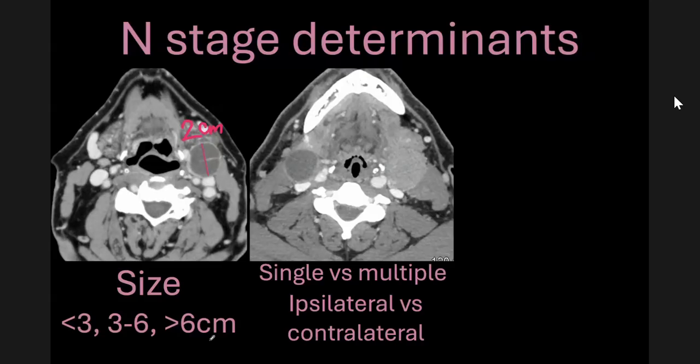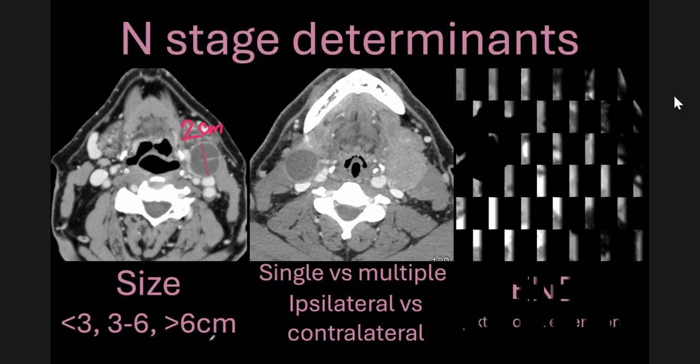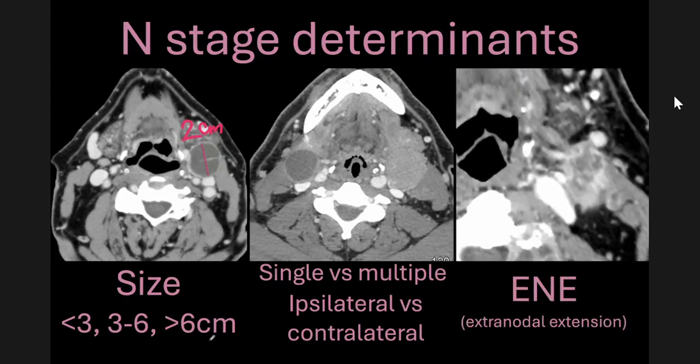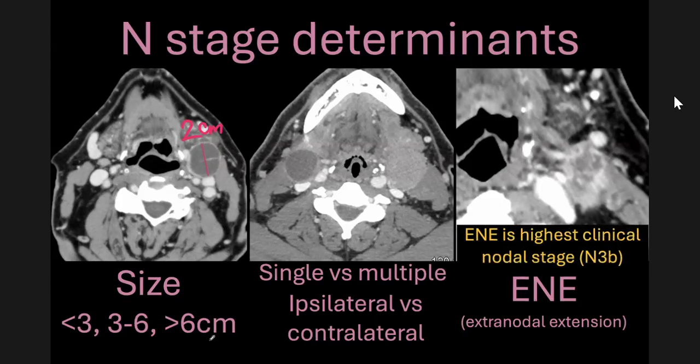And then, of course, you definitely have to look for extranodal extension. Extranodal extension is very, very important because even a single lymph node that is less than 3 centimeter in size, even less than 1 centimeter in size, that shows extranodal extension puts that N staging at the highest clinical nodal stage, which is N3B. So always look for extranodal extension because that is going to upstage your cancer. Yeah, that's the highest clinical stage.